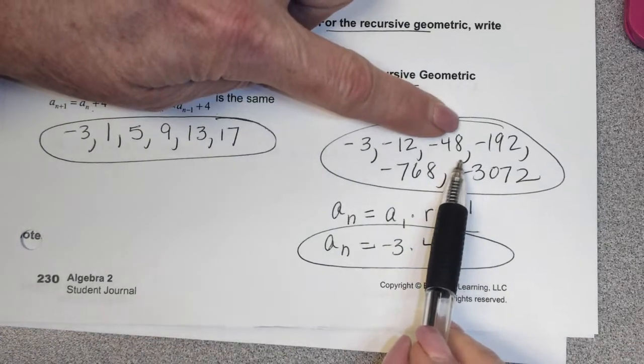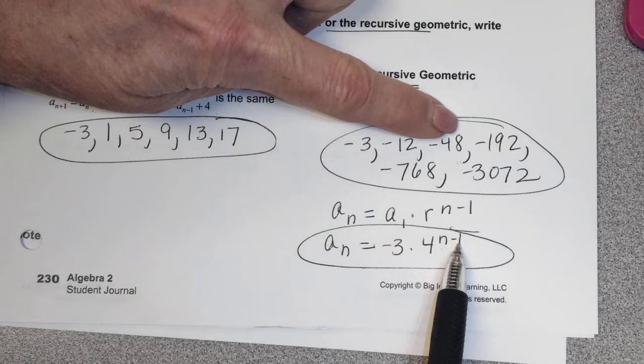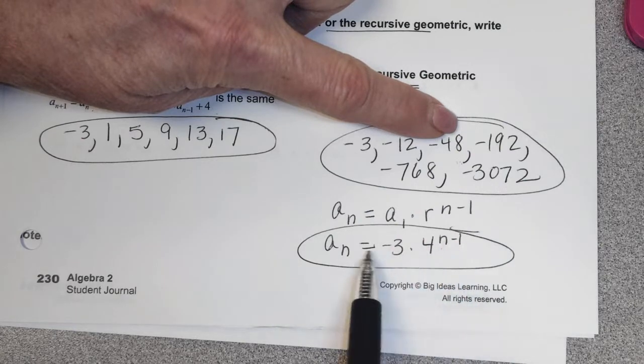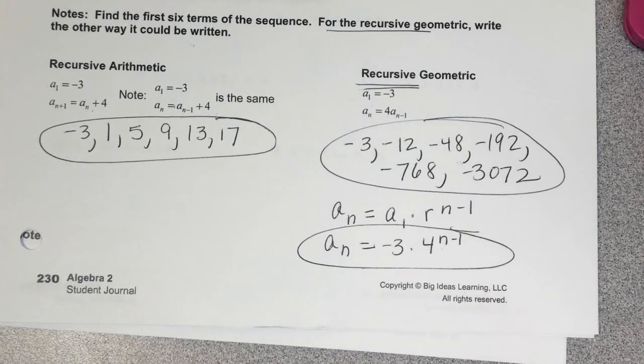Let's check this third term. N is 3 in the third term. 3 minus 1 is 2. 4 squared is 16. 16 times negative 3 is going to be negative 48. So that all checks out just fine.